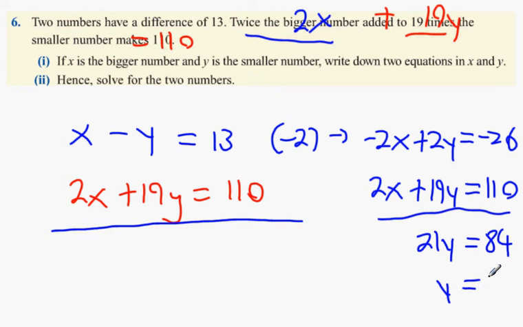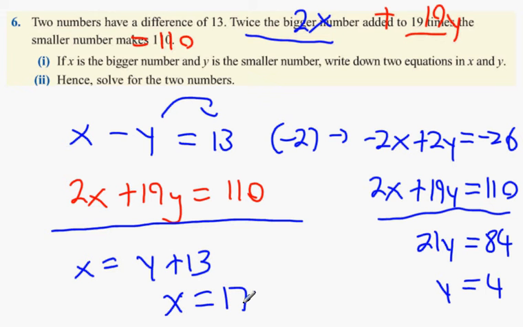y equals 4. Okay, if y is 4, x equals y plus 13, therefore x is 17. Who got 17 and 4 for that one? Okay, majority of the class there.